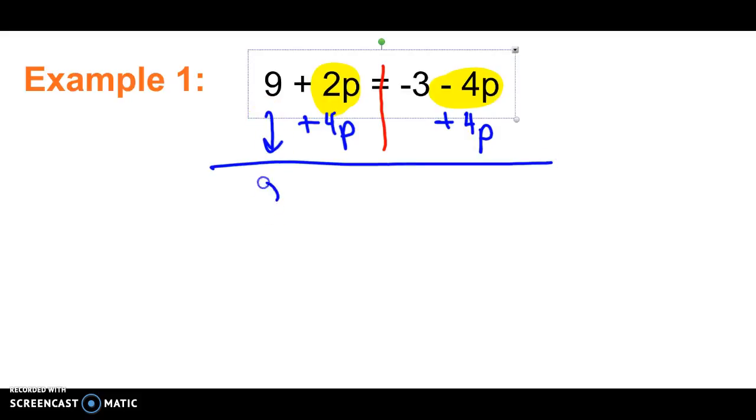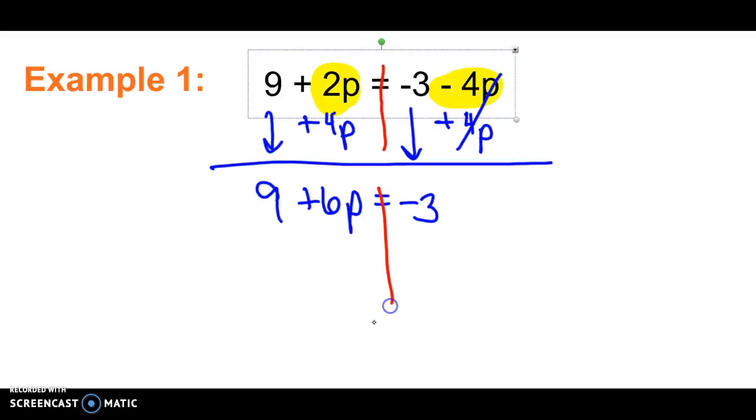So this 9 drops down, and I have 2p plus 4p is 6p's. And then equals negative 3 drops down, and those cancel out. Check to make sure that they cancel out. Now, I still don't have p by itself, so I'm going to look at this. I have 9 plus 6 times p. So I'm going to get rid of the 9 first.